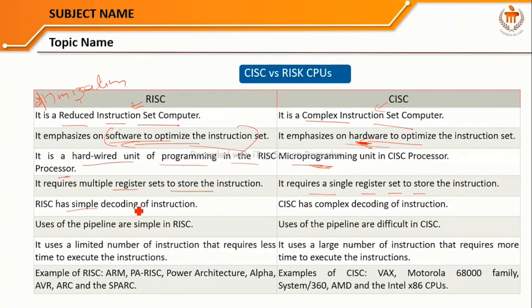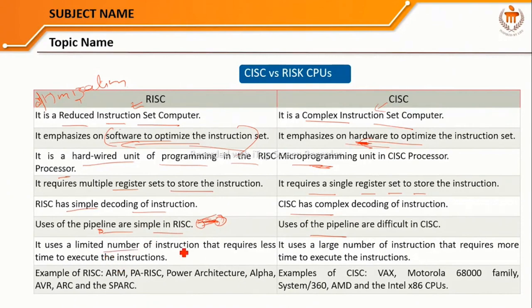RISC has simple decoding of instructions, while it is complex to decode the instructions in CISC. Pipelines are simple in RISC. What is the meaning of pipeline here? When we want to transfer information from one device to another, we have a pipeline. It means the buses are using the lines to send the transfers, sending the information.